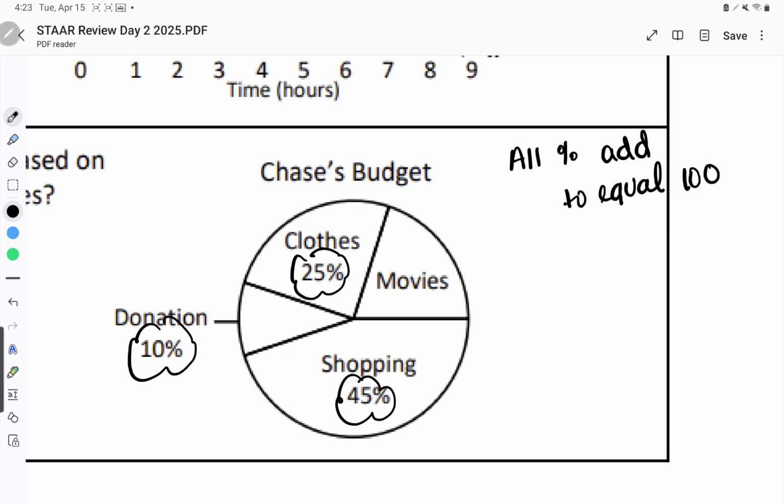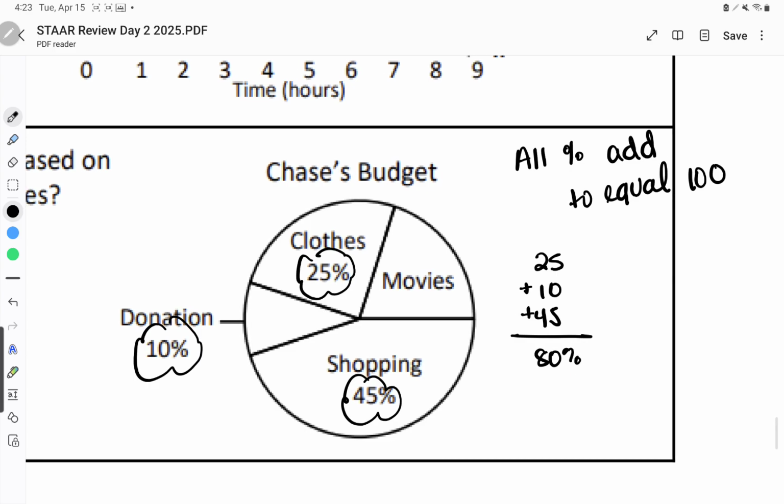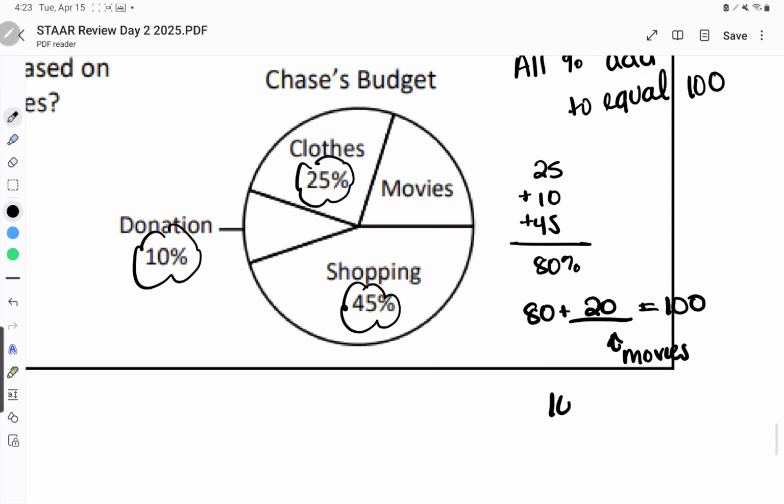Step 1, I would go through and I would figure out how much percent I know. So I know he spent 25% on clothes, 10% on donations, and 45% on shopping. So I would add all of that together. And we would find that should be 80%. Well, all percents add to equal 100. So the movies would complete our circle graph. So what goes here? 80 plus what equals 100? 20, because 100 minus 80 equals 20.